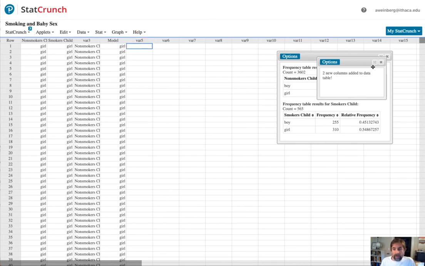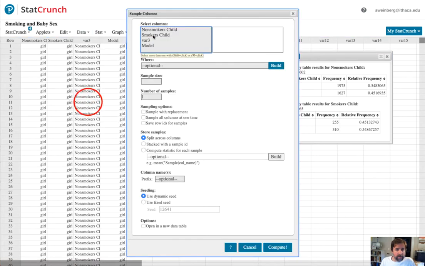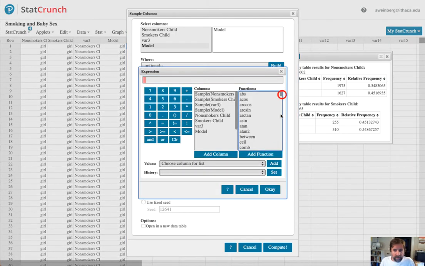So now what we're going to do is replicate our study. We're going to do many samples of 3,602 non-smokers, many samples of 565 smokers, compute the percentage of each sample that was girls, and then look at the difference. So we're going to go to data, sample. We're going to sample from our model. Let's do the non-smokers first. So 3,602 non-smokers. Let's do 10,000. We're going to sample with replacement, and we're going to build this.